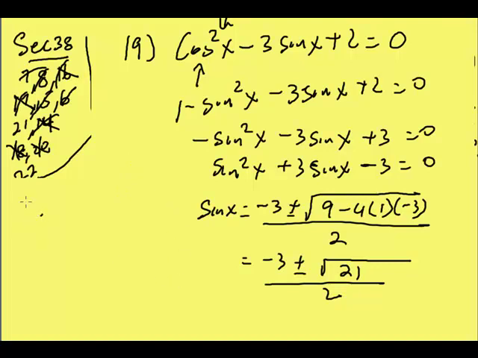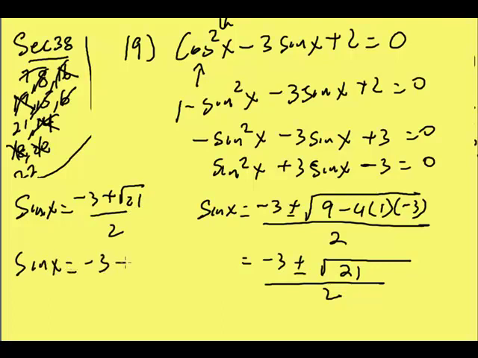I get sine of x is equal to negative 3 plus radical 21 over 2. I need some calculator help. Sine of x is equal to negative 3 minus radical 21 over 2. Give me a value for this and a value for that. Come on, hurry up. 0.791. Somebody take the second one. Hurry up.